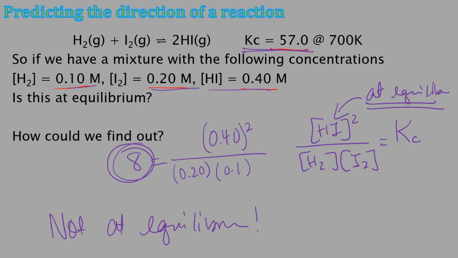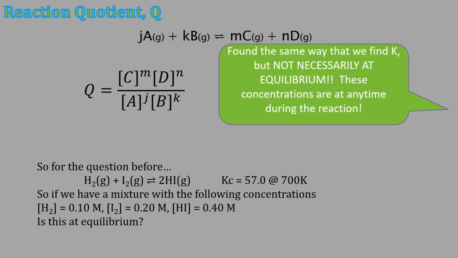All right, and so let's look at that a little bit closer. What we just calculated was something called the reaction quotient, and the reaction quotient uses the letter Q. Now, we find the reaction quotient in the same way we find K, but it's not necessarily at equilibrium. We don't know if it's at equilibrium, so we can't say it's equal to K. So we're just guessing, and we call it Q, the reaction quotient. This will come back up later, and students always forget what it is, so try to retain what that is.